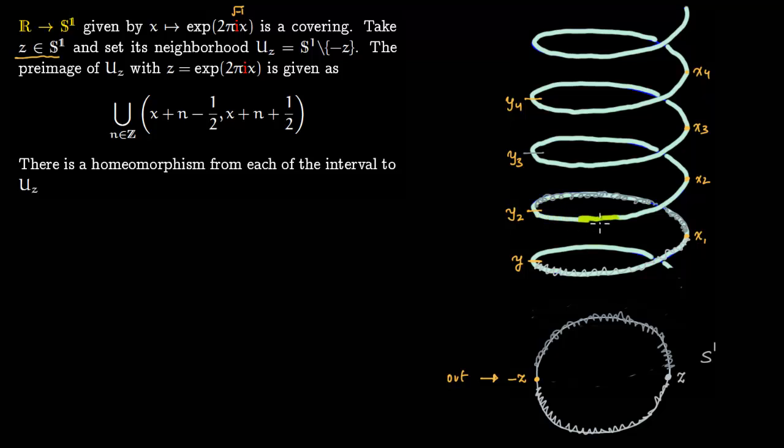So the next disjoint interval will go from here, here, here, here, all the way here. Then the next disjoint interval. So you will have as many integers there are, those many trivial coverings we will have for S1. So there is a homeomorphism from each of these intervals to U of z.